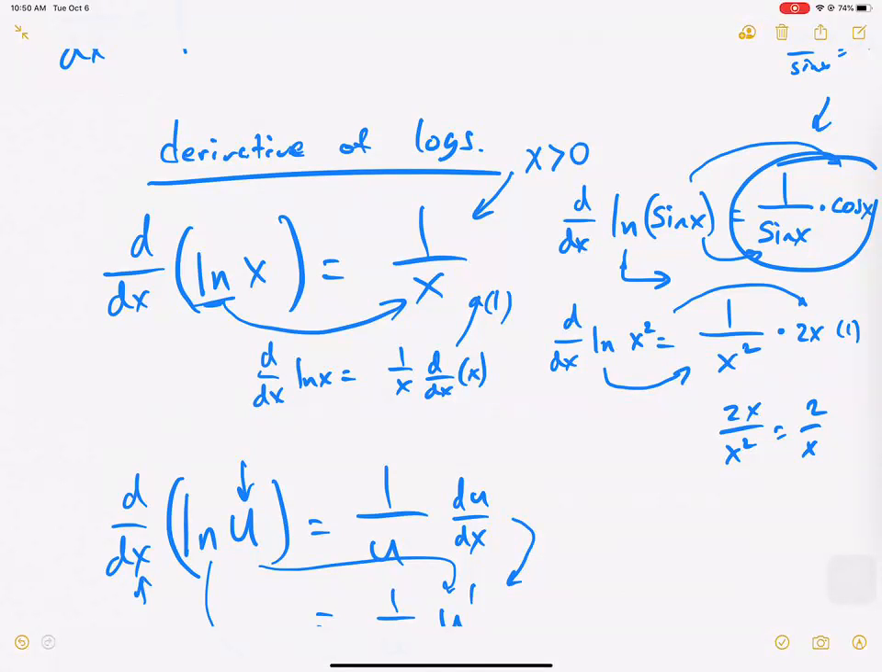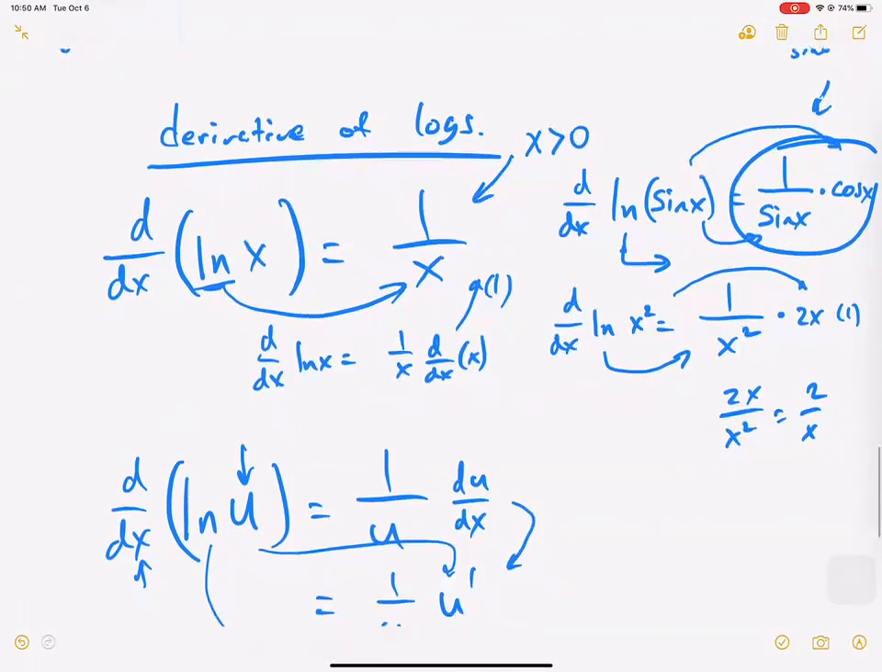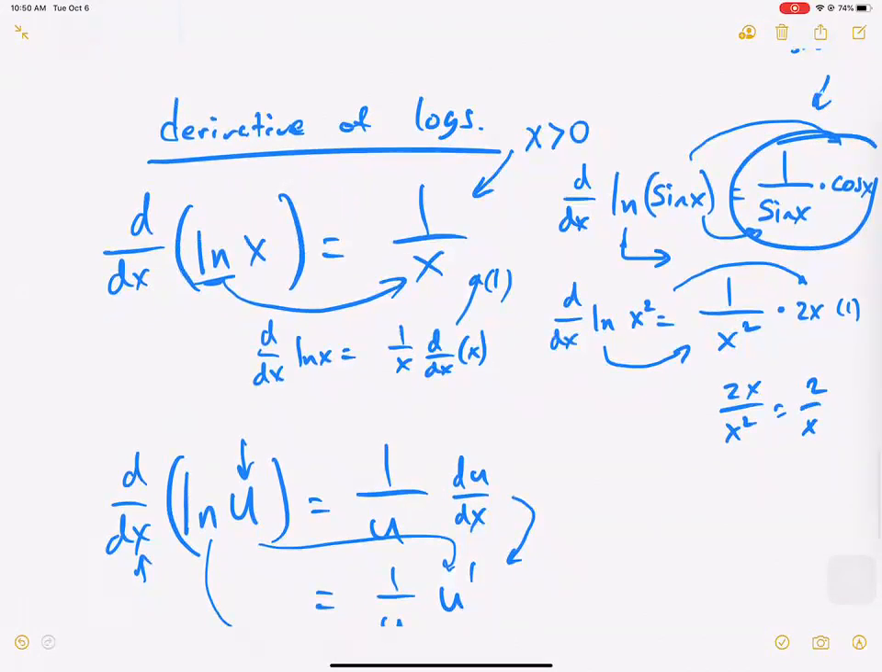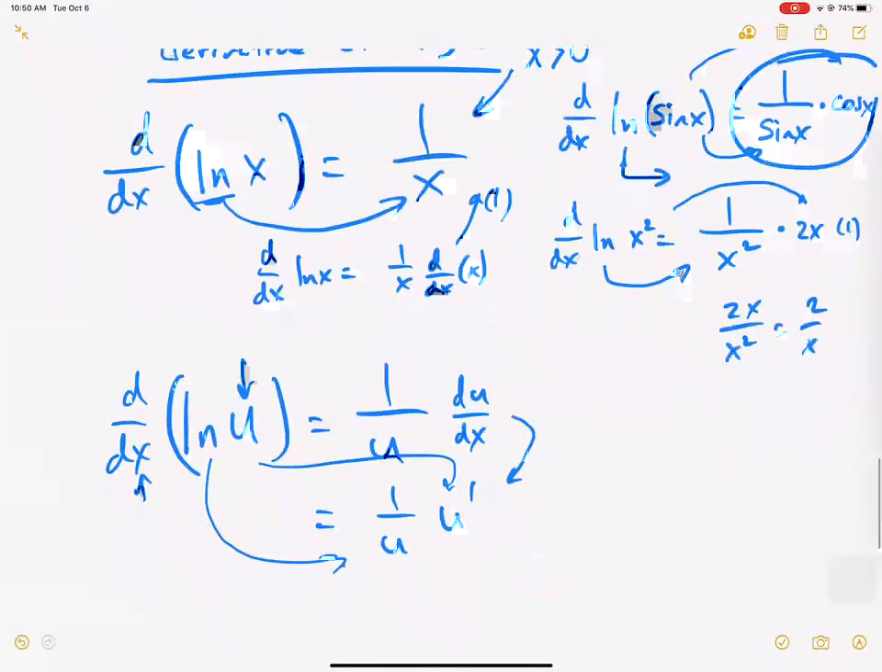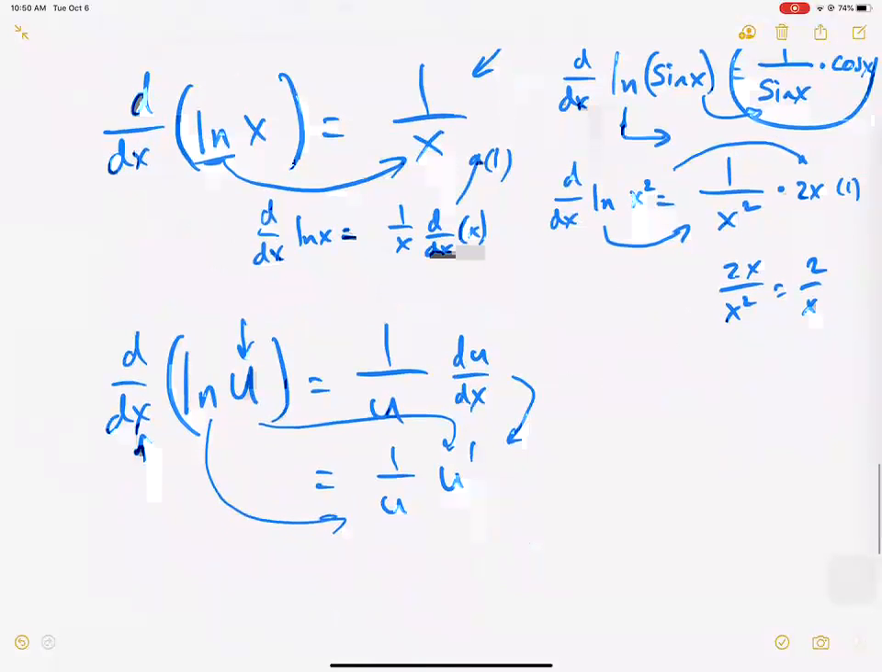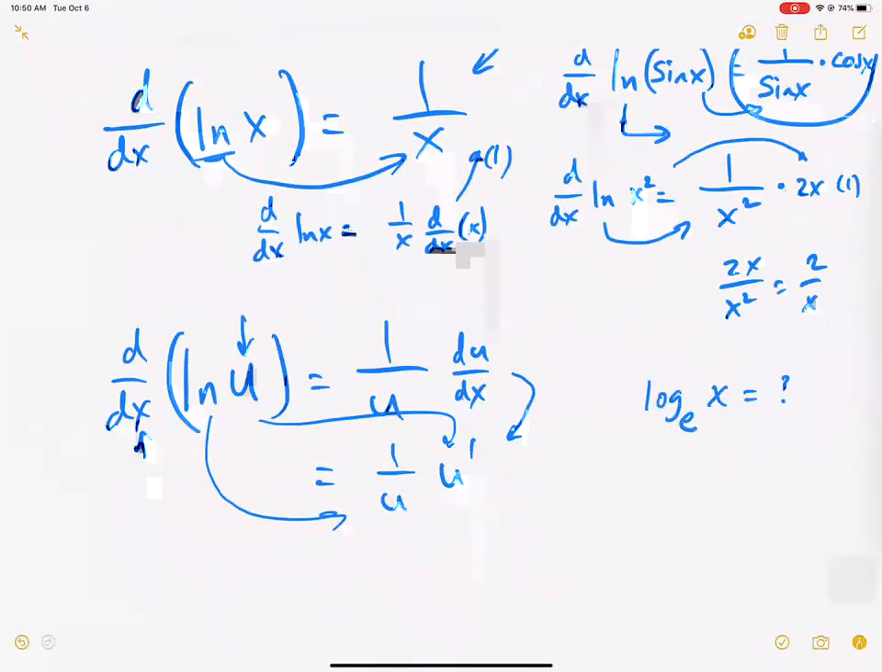Because you can't take a natural log of a negative number, so it doesn't exist anyways. Let me remind you guys, you cannot take a natural log of a negative number. Why is that? Log base e of x equals blank. So can you say log base e of negative 2? E to what exponent gives you a negative number? E times E times E times E times E times E will never be negative. So you can never get a negative number out of this.